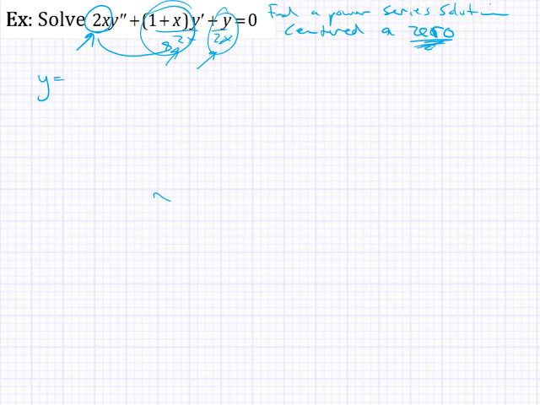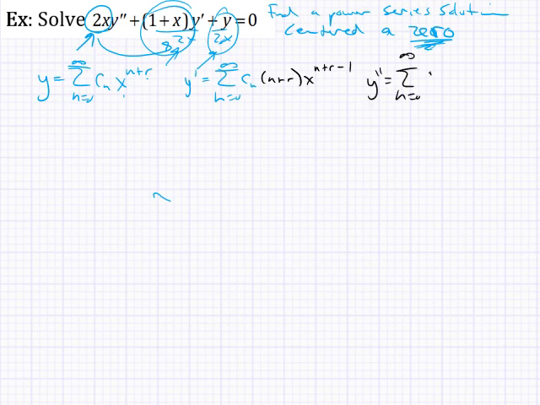So the solution should be of the form y equals the sum from n equals 0 to infinity of c sub n x to the n plus r. That's centered at 0, but we have to have the r because of the regular singular point. And y prime would be the sum of n equals 0 to infinity of c sub n times (n plus r) x to the n plus r minus 1, and y double prime should be the sum of n equals 0 to infinity of c sub n (n plus r)(n plus r minus 1) x to the n plus r minus 2.